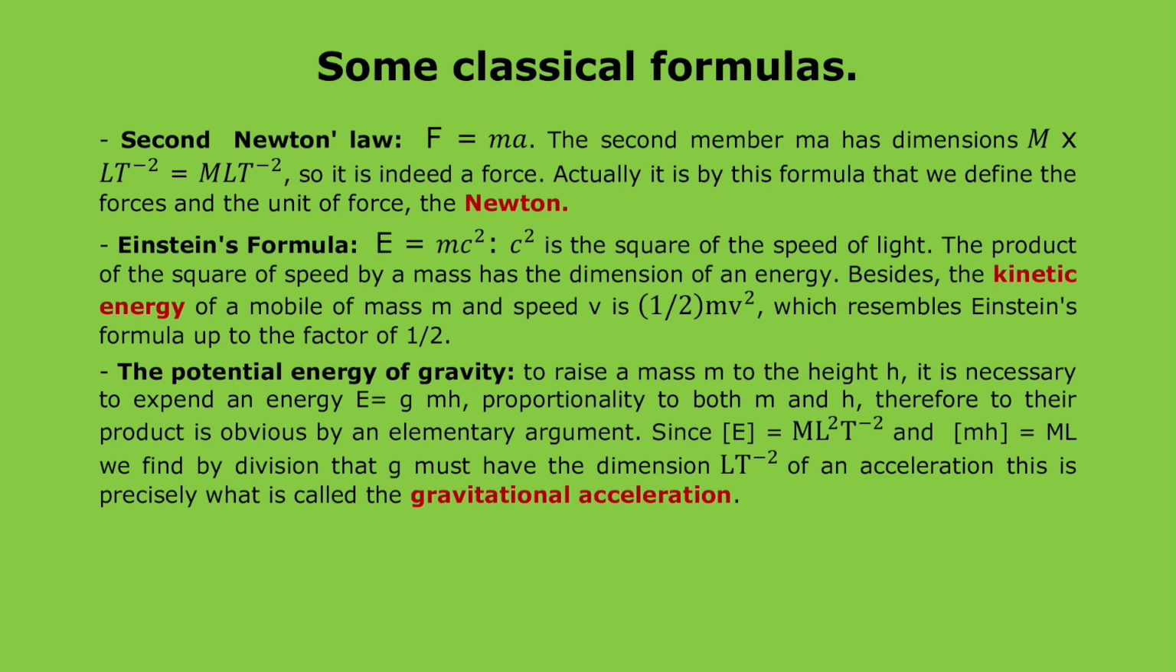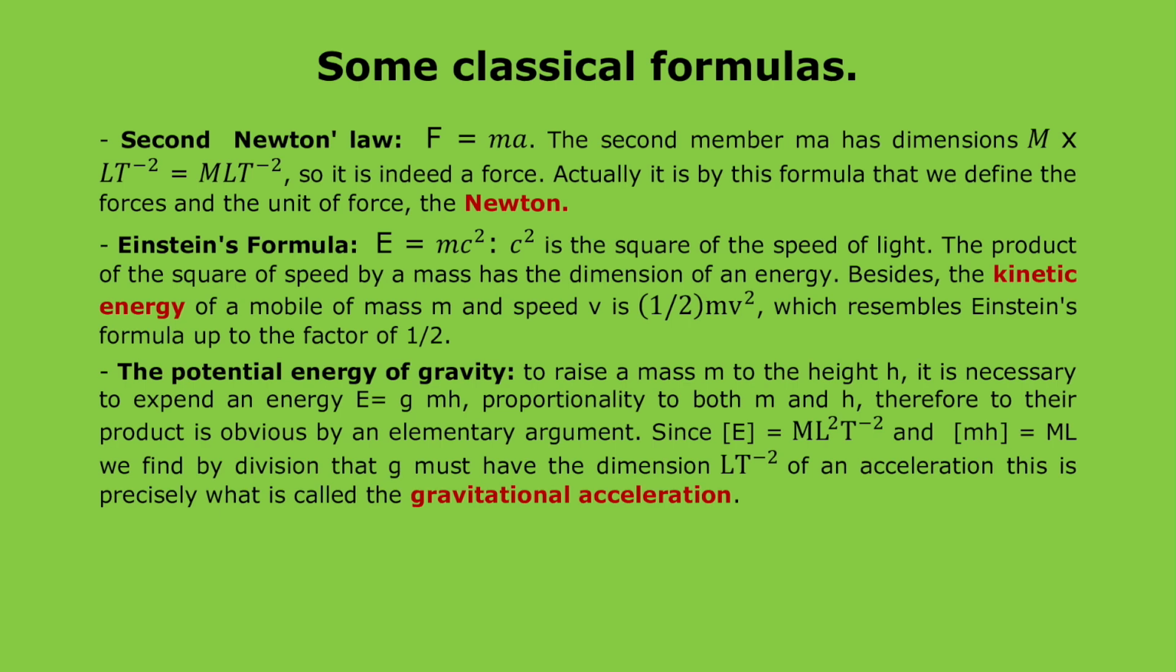Einstein's formula E equals mc squared. c squared is the square of the speed of light. The product of the square of a speed by a mass has the dimension of an energy. Besides, the kinetic energy of a mobile of mass m and speed v is half of m v squared, which resembles Einstein's formula up to the factor of 1/2.